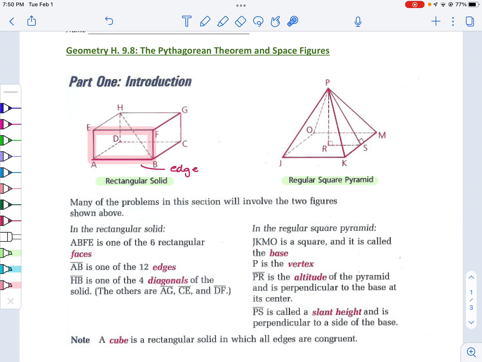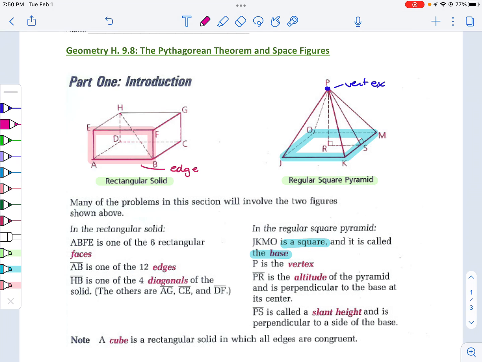The second kind of figure we talk about, this square pyramid, and we refer to it as a square pyramid because we look at this figure on the bottom, JKMO, and even though on my picture it looks kind of like a rhombus, that is the base and it is a square. So we name a pyramid by the shape of its base. Base is a square, this is a square pyramid. Up top, we call this point P the vertex of our pyramid. And then we have something called an altitude.